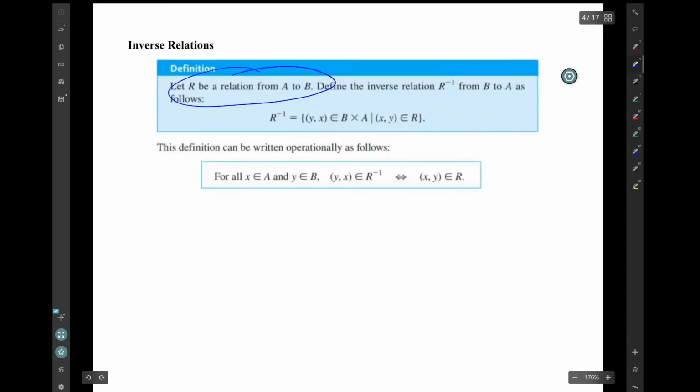If R is a relation from A to B, then we have a relation called the inverse relation, denoted R superscript -1. It's a relation from B to A, and it's defined this way. The ordered pairs in R inverse are these ordered pairs, Y comma X, such that the corresponding pair X comma Y is in the relation R. So again, to say that an ordered pair Y comma X is in R inverse means that the ordered pair X Y is in R.